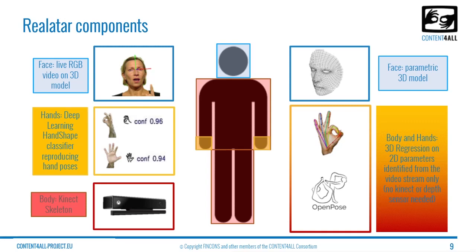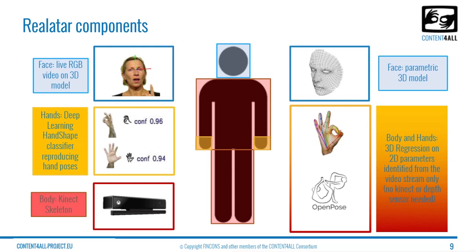One which simply projects the video of the real human on the 3D model head. So it looks the most realistic possible. And the other technology allows us to analyze the video of the face of the sign language interpreter and derive animation parameters, which are then used to animate the parametric 3D face on the 3D model.